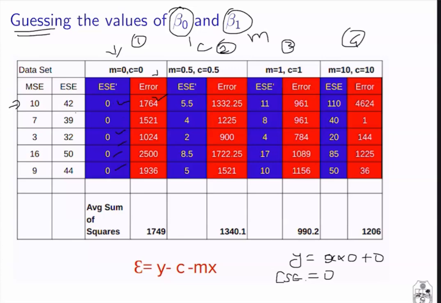Similarly, I calculated the error for all other points. For example, for the second data point, the estimated value is 0 and the end semester examination mark is 39, so the difference is 39. This is 39 squared. After calculating the error for all such points, I have identified the average value of error. And here the average value of error is this much, 1749, at the end of my first iteration.